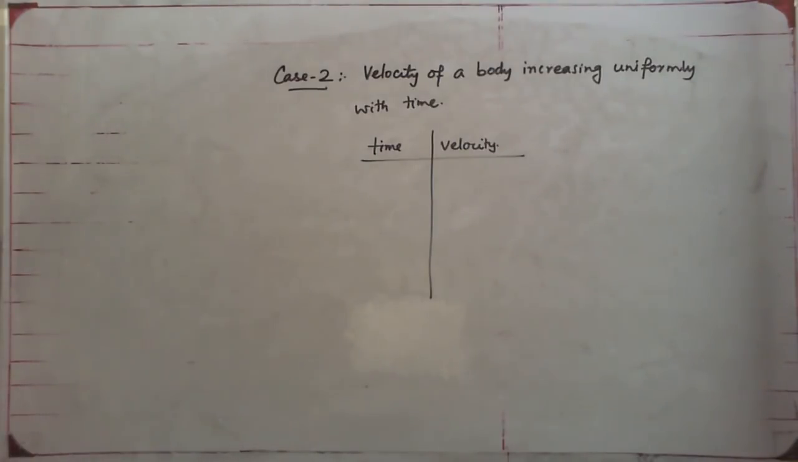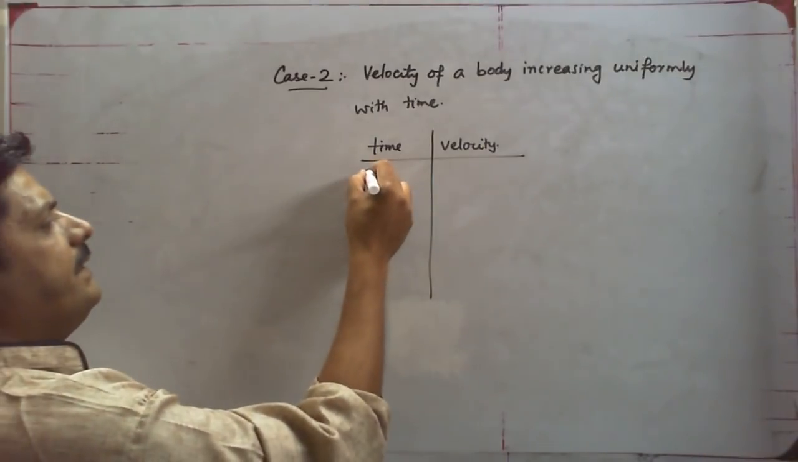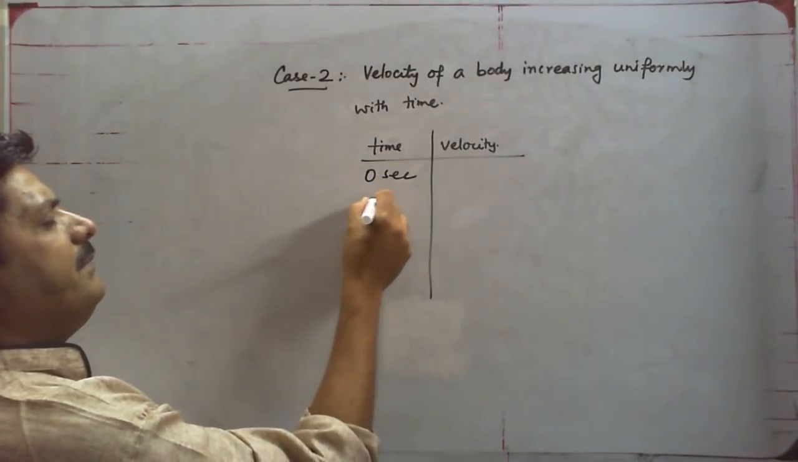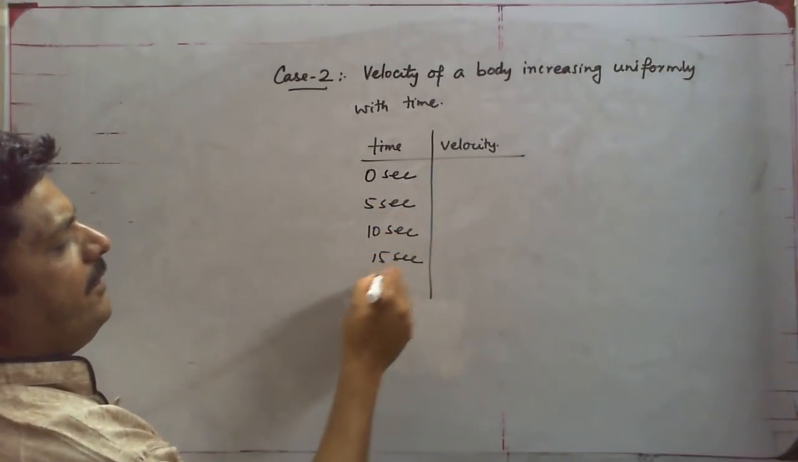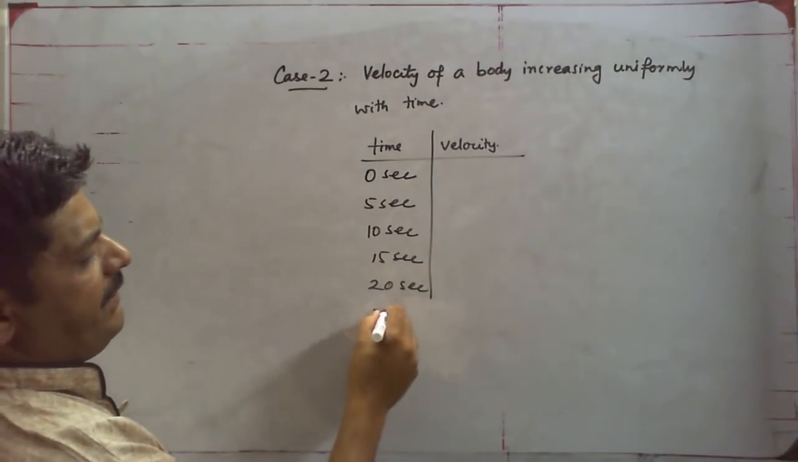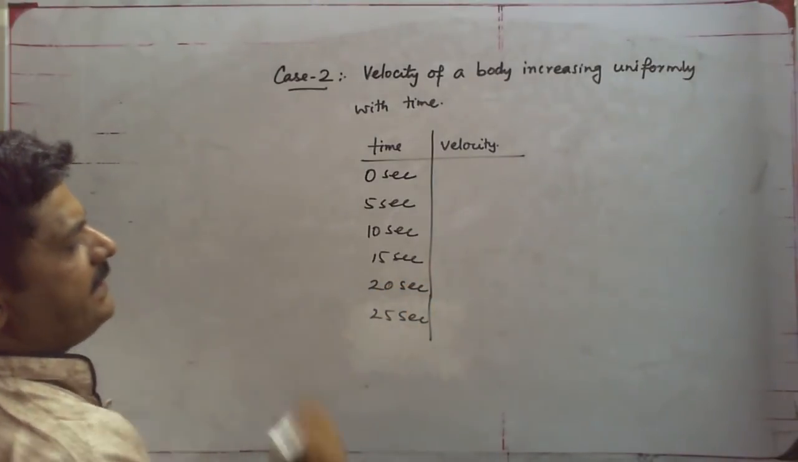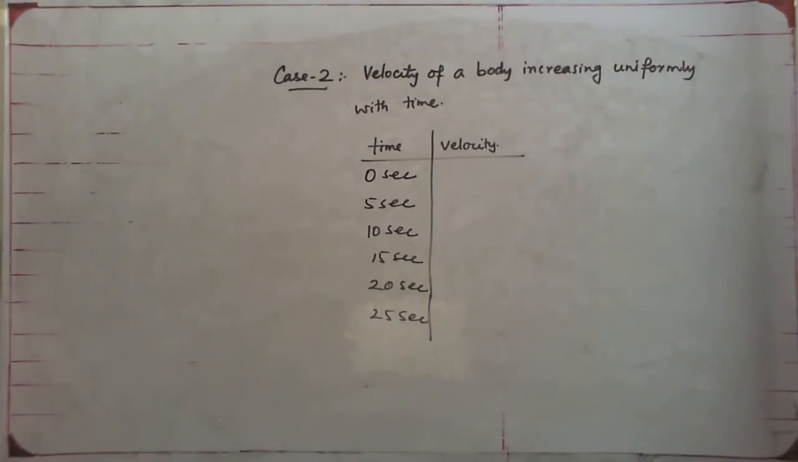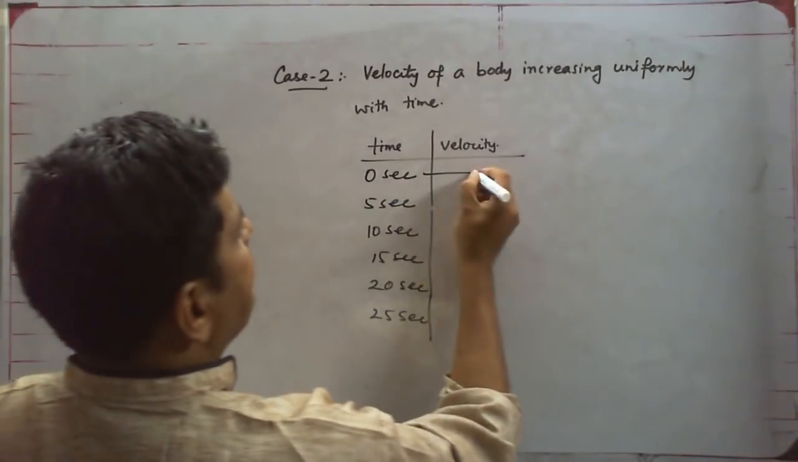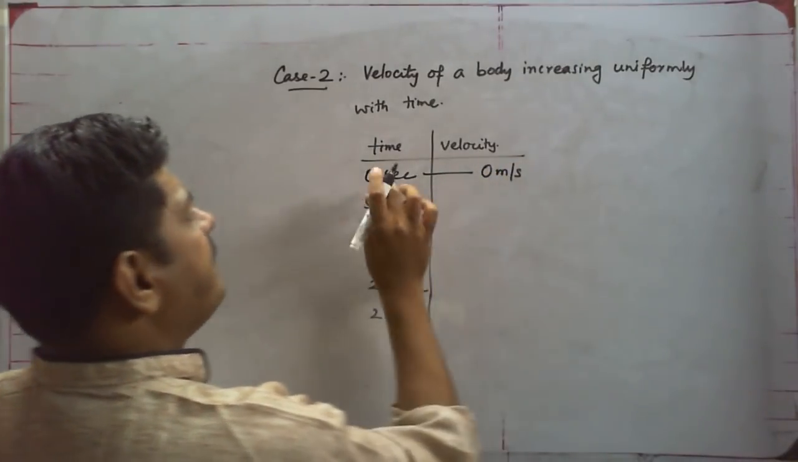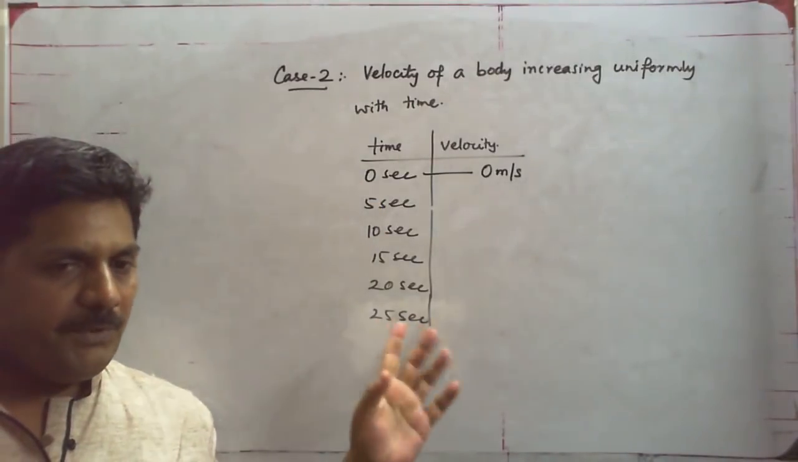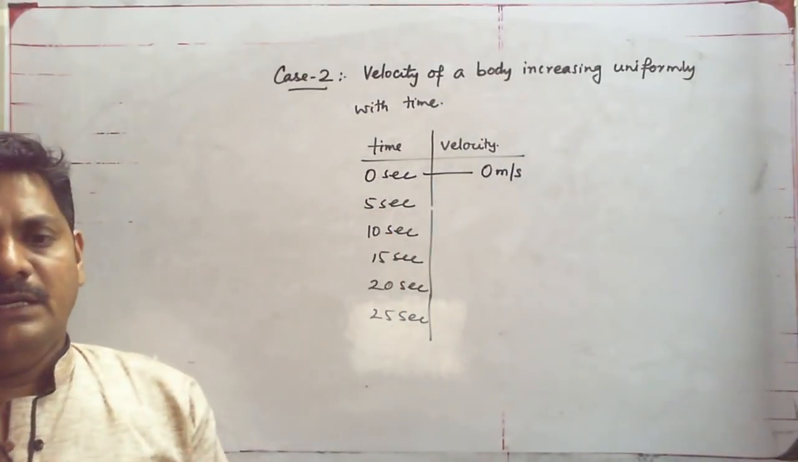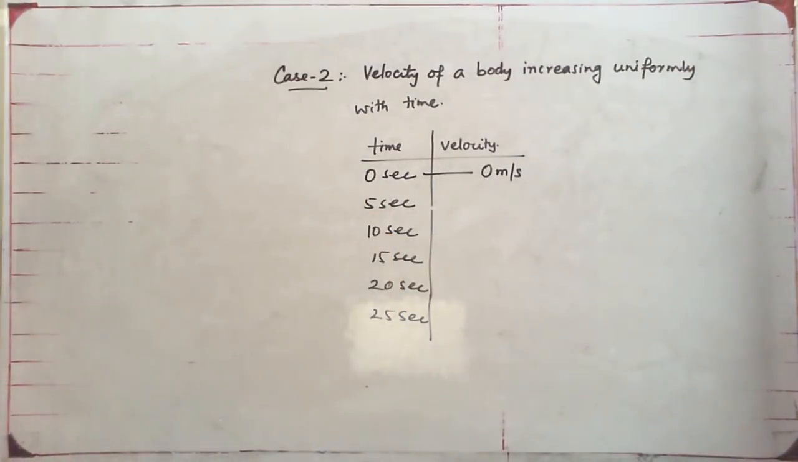So let us take time as 0, 5, 10, 15, 20, 25. That is 0 seconds, 5 seconds, 10 seconds, 15 seconds, 20 seconds, 25 seconds. Let us say these are the different time intervals. So at 0 second, the velocity of the body is 0 meter per second. At this point of time, we have started measuring the velocity of the body. So initially we start with 0 second. At 0 second, the velocity of the body is 0 meter per second.